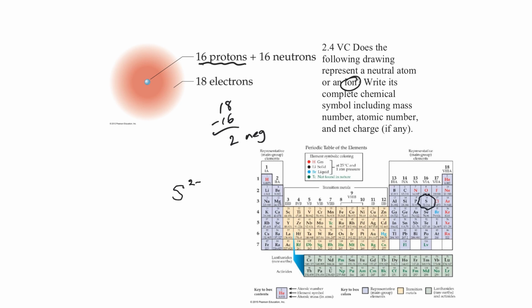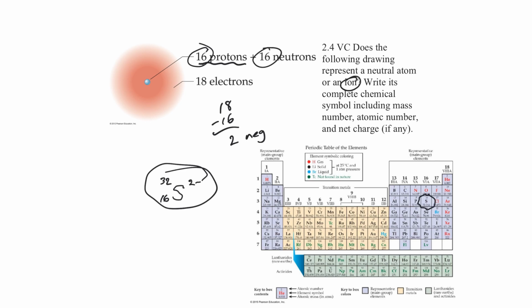Now to write this correctly, we also have a couple numbers here. You are going to write your atomic number, which is 16, that's the number of protons, to the lower left. You are going to add your mass number, which is your protons plus neutrons, in the upper left. So we have 16 protons, 16 neutrons, 16 and 16 is 32. So 32 goes here. This is your answer.